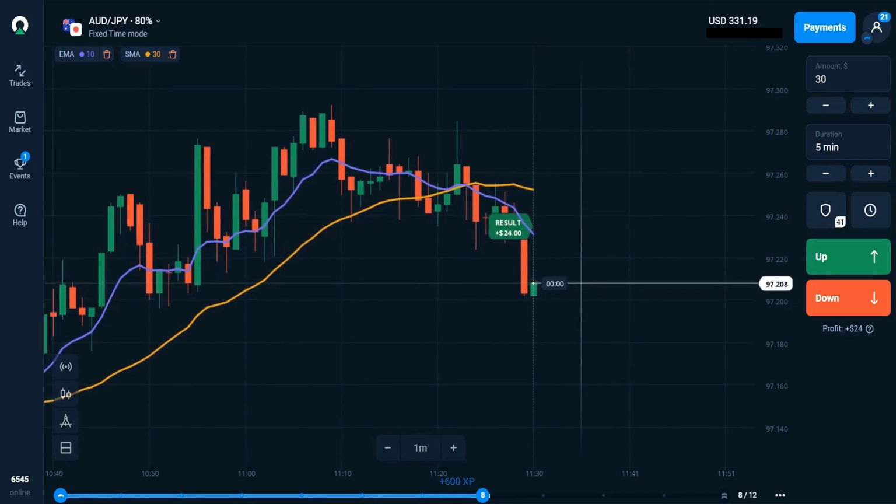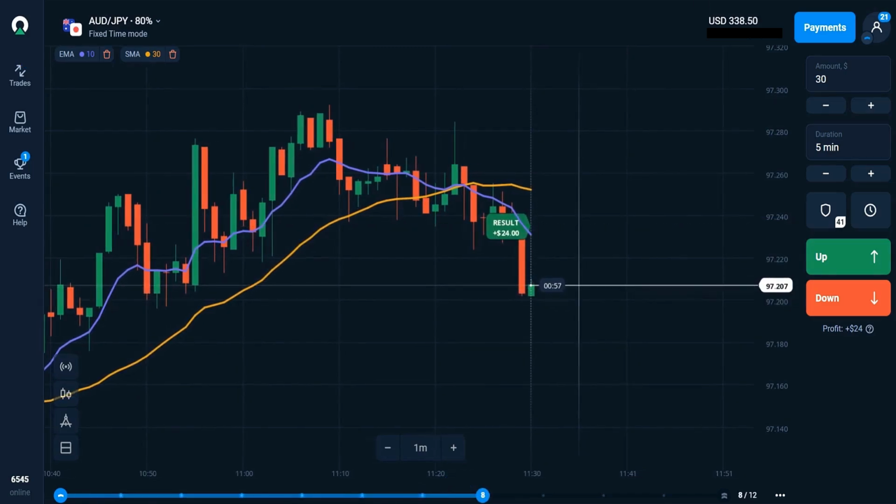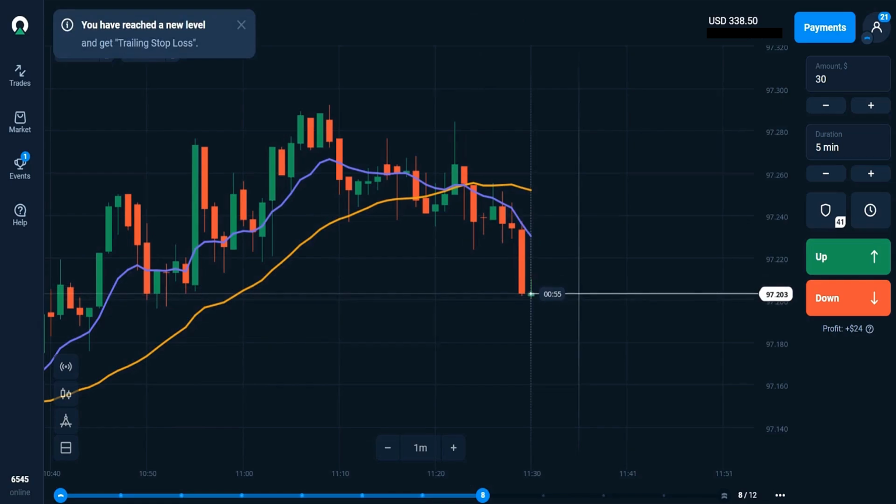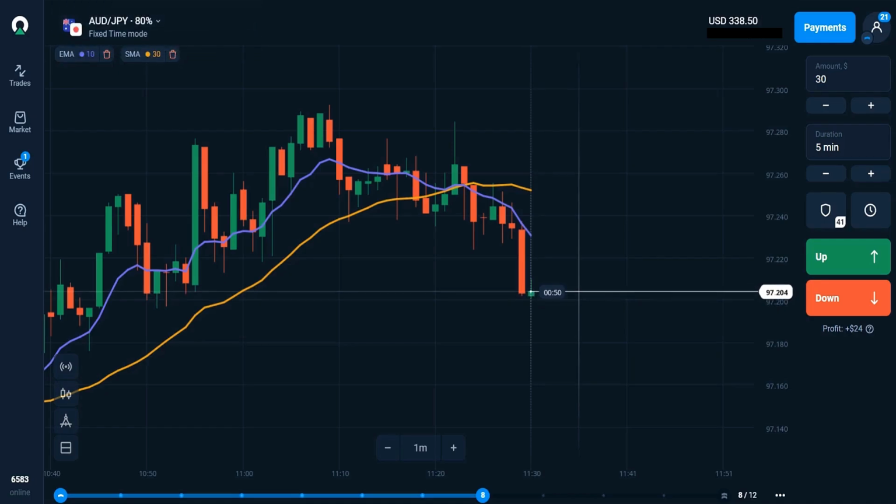All right, traders. The trade has just closed, and as you can clearly see, our strategy worked perfectly here. We've successfully won this sell trade, demonstrating how effective this simple setup can be.